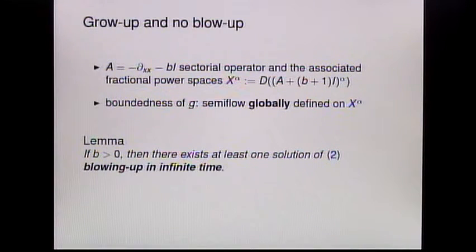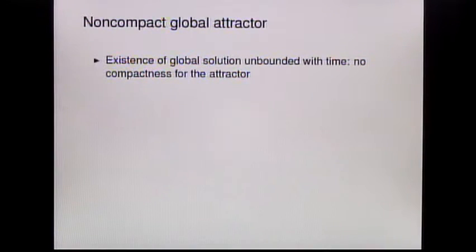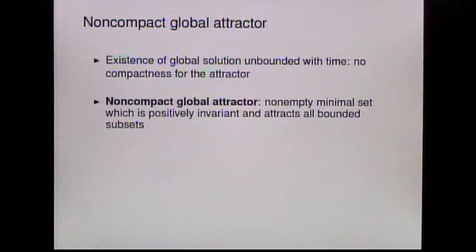So what we have is the following. We have at least one solution that is globally defined and blows up in infinite time. This basically means that this solution will not be eventually bounded. And with this, we lose the compactness for the attractor. So in this case, we don't have a compact global attractor associated to this semiflow. So the object that we are going to consider is what we call a non-compact global attractor. This non-compact global attractor is defined as the non-empty minimal set which is positively invariant and attracts all bounded subsets. This object is minimal with respect to these two properties. This is how we define the non-compact global attractor.